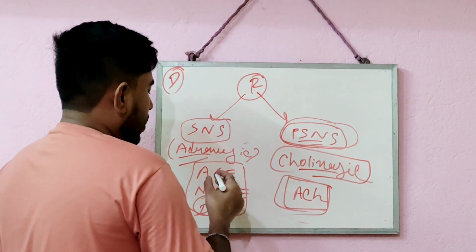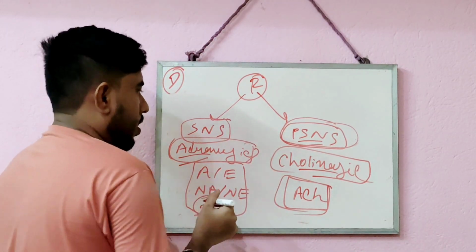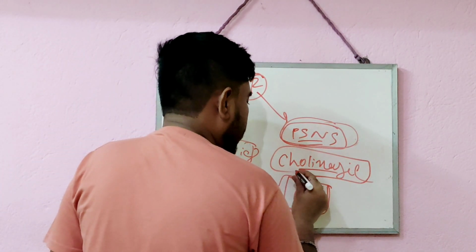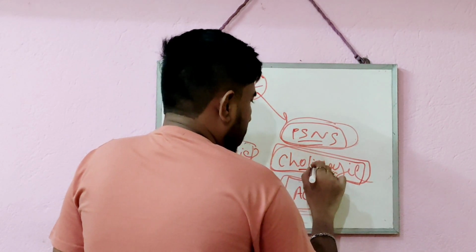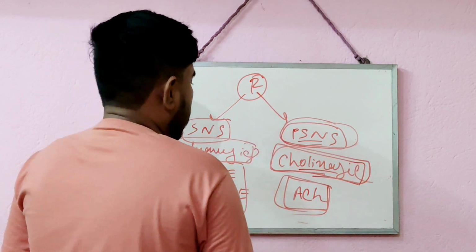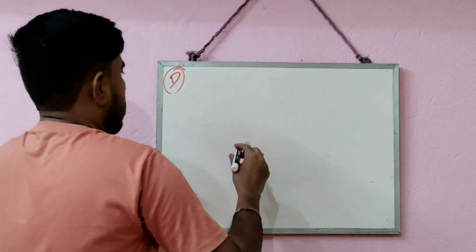Now there is a further classification of the adrenergic receptors present in the sympathetic nervous system, and there are also classifications and subclassifications of the cholinergic receptors in the parasympathetic nervous system. All that classification of receptors I am going to discuss in the next slide.